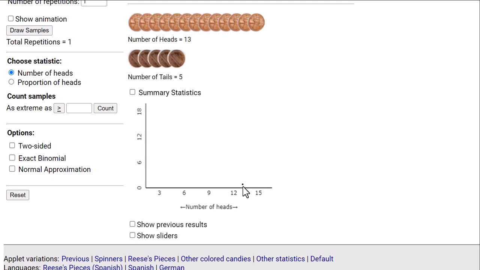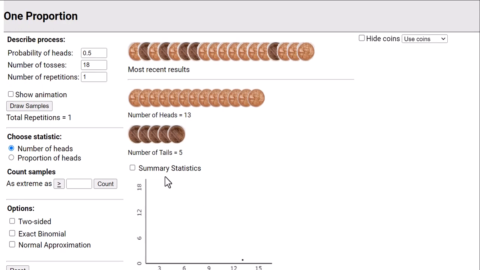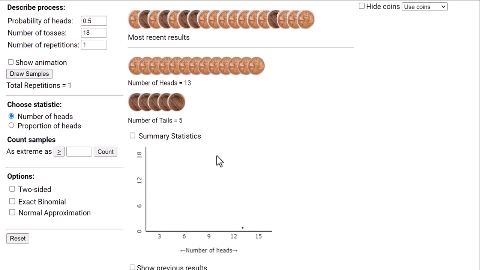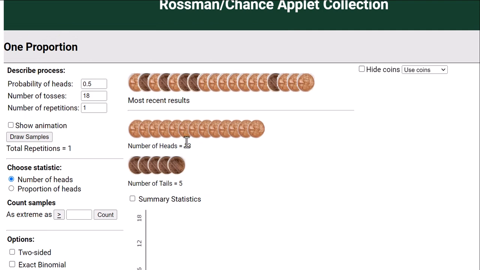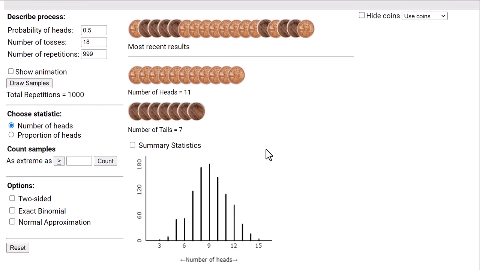So this is exactly what I did by sending you that survey. There were 18 of you who took the survey, and this is what it gives me. The proportion then will be 13 successes out of 18. Now we want to do 10,000 repetitions. So I'm going to go to 1,000 first and click on draw samples. Notice that my show animation is unclicked, and that's why it went a lot faster.